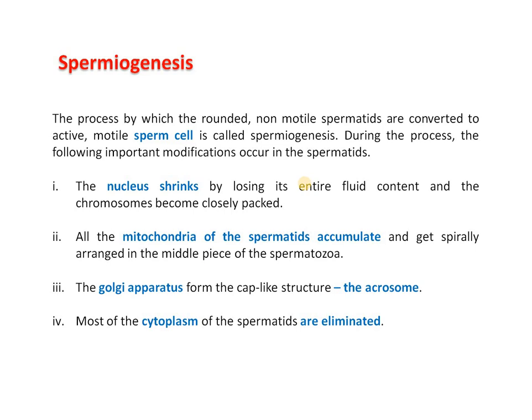Here not any cell divides, but modifications take place in the spermatids. What type of modifications? Let us see. Number one, the nucleus will shrink by losing its entire fluid content, and the chromosomes will be closely packed with each other. Next, the mitochondria of the spermatids also accumulate and get spirally twisted.